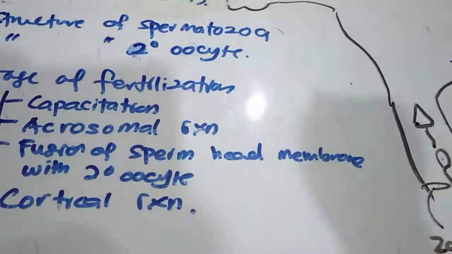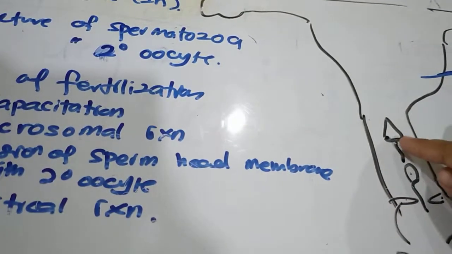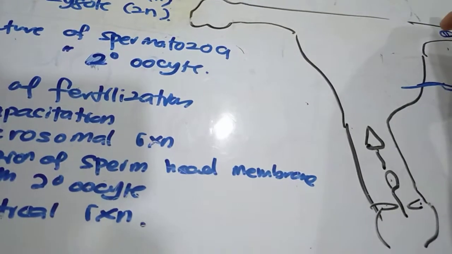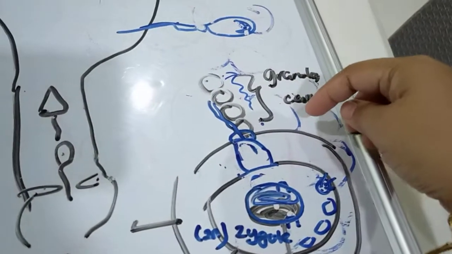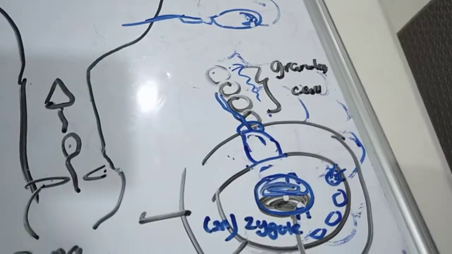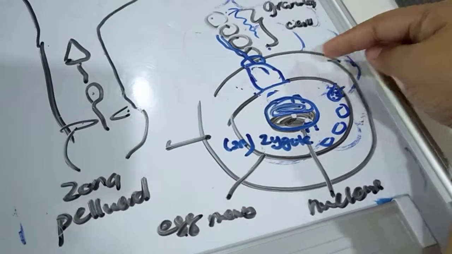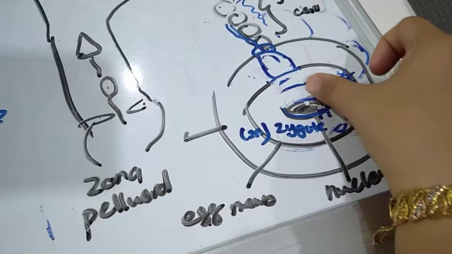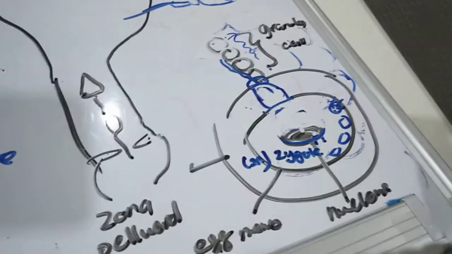Next is acrosomal reaction. Now let's imagine the sperm reaches the oviduct, reaches the secondary oocyte. So what is the structure of secondary oocyte? We have the granulosa cell, the loose packing cell. We have the zona pellucida, the jelly coat layer. And then we have the egg membrane or the plasma membrane. And inside this, we have the nucleus, the egg nucleus.